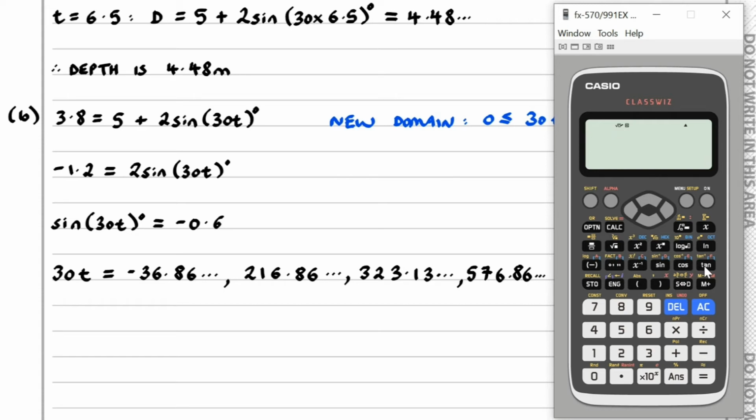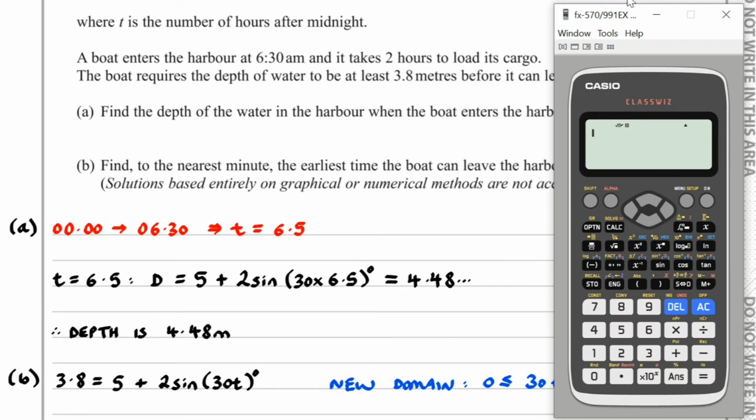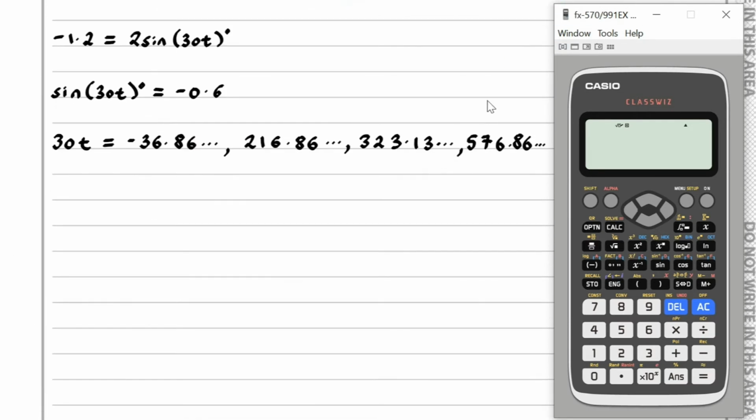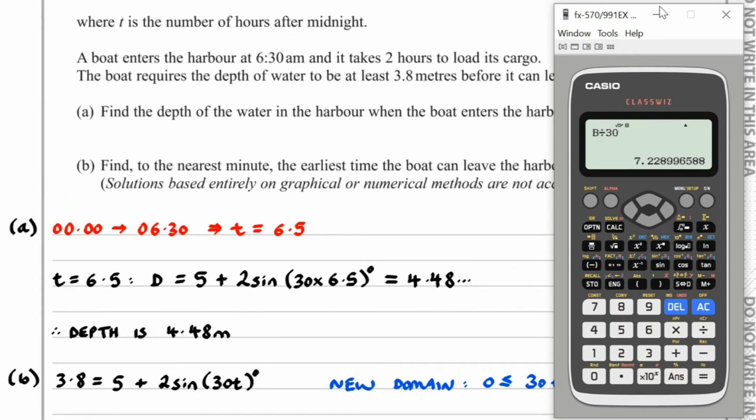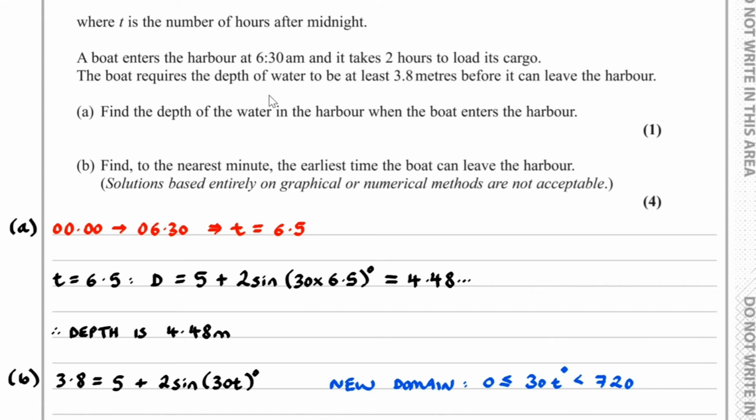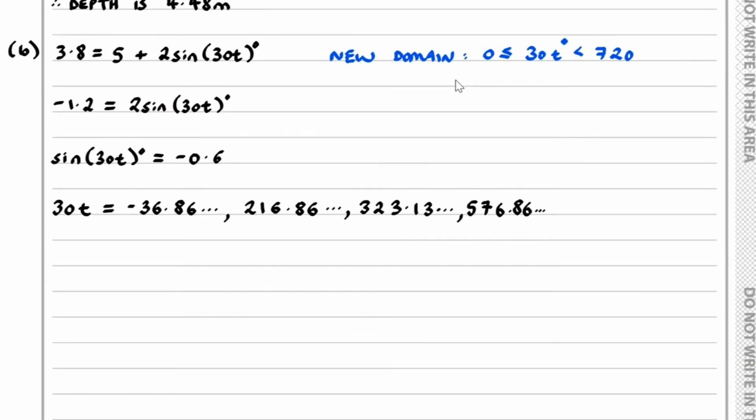And so we need to find out, if we go back to the question, the earliest time the boat can leave. So clearly we'd have to reject this one. And if I do this value of B divided by 30, we get 722. But the 722 would have to be rejected as well because it takes 2 hours to load its cargo.